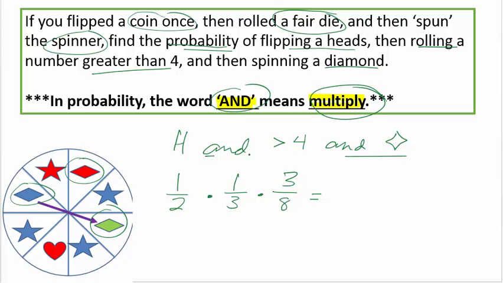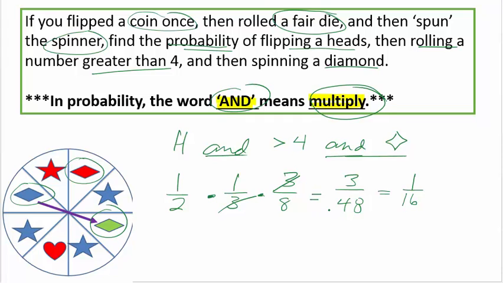Remember, the word and means multiply. That's why I put these multiplication signs here. So we get 1 times 1 times 3 on top, 2 times 3 times 8 on the bottom, which is 48. So the probability of those three things occurring is 3 out of 48, or simplify it to 1/16. Now remember, we could have simplified it quicker by doing this. These 3's cancel to give me 1 on top and 16 on the bottom also.